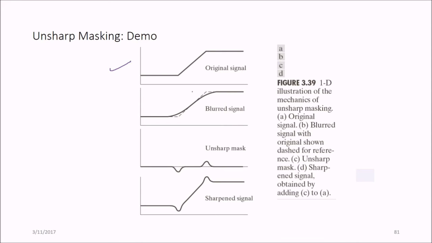Let us take a figure example. This is the illustration of the mechanics of unsharp masking. So the first one is the original signal. This one is the blurred signal, with the original also shown in the dashed line above for reference. This one is the unsharp mask, and this is the sharpened signal obtained by adding the mask to the original.